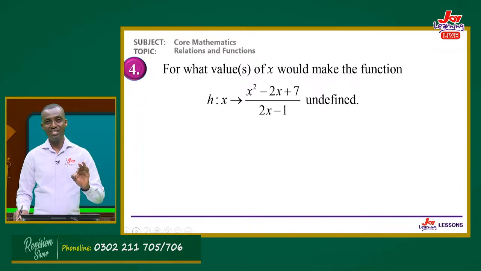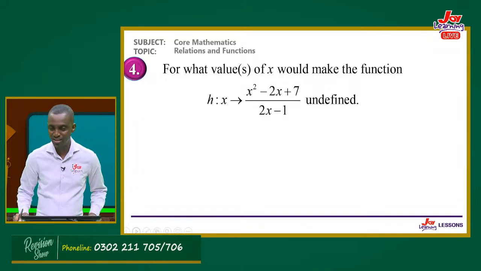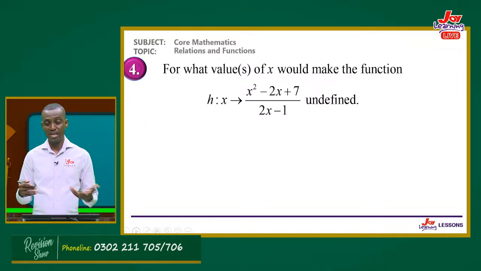Meaning, what are the numbers that when you put them into this particular machine, the machine will say no, no value will come out. No, no, I won't accept it. What are those numbers? Numbers or number that will make the function undefined.